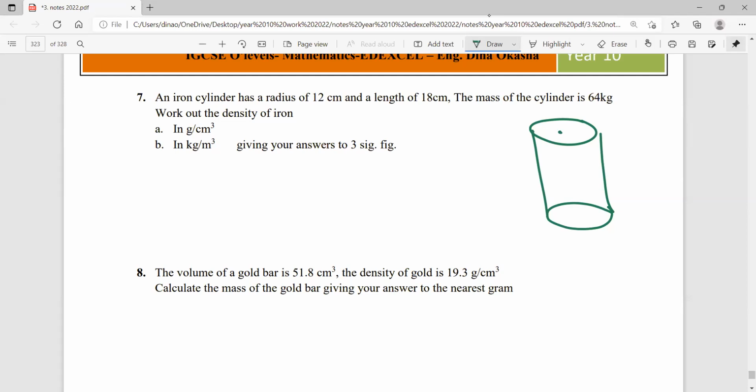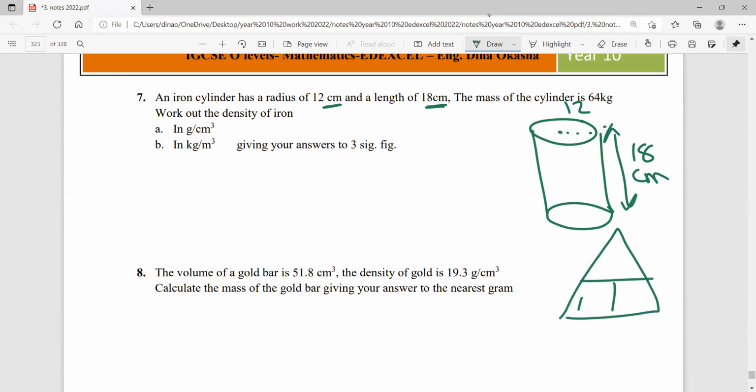This cylinder has a radius of 12. If you remember, the cylinder is a prism and the volume of any prism is area of cross section multiplied by the length. And the length of this prism is 18 centimeters. Always, guys, in these questions be aware of the units. They might give you one in centimeters and one in meters, for example. It says the mass is 64 kilograms. Work out the density. Now let's draw the triangle.